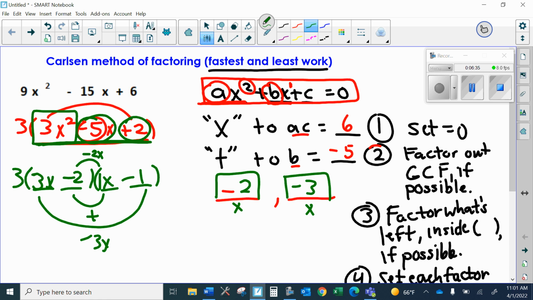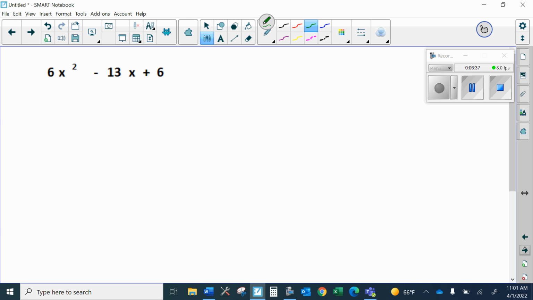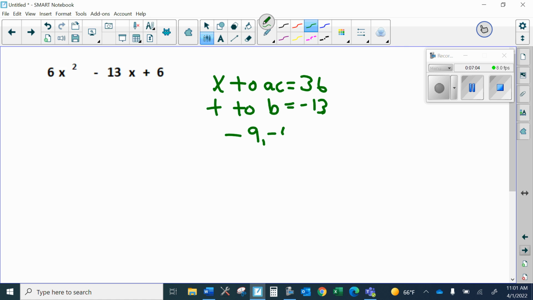All right, let's try it on a couple more problems. Now, remember, step 1 would be factor out the GCF. There is no GCF because 13 is prime and 6 doesn't go into 13. So I know then I have to write down multiplies to AC, and A times C is 36, and it has to add to B, which is negative 13. And this is where knowing your integers comes into play real quick. You have negative 9 and negative 4. Okay, multiplies to 36 and adds to negative 13.